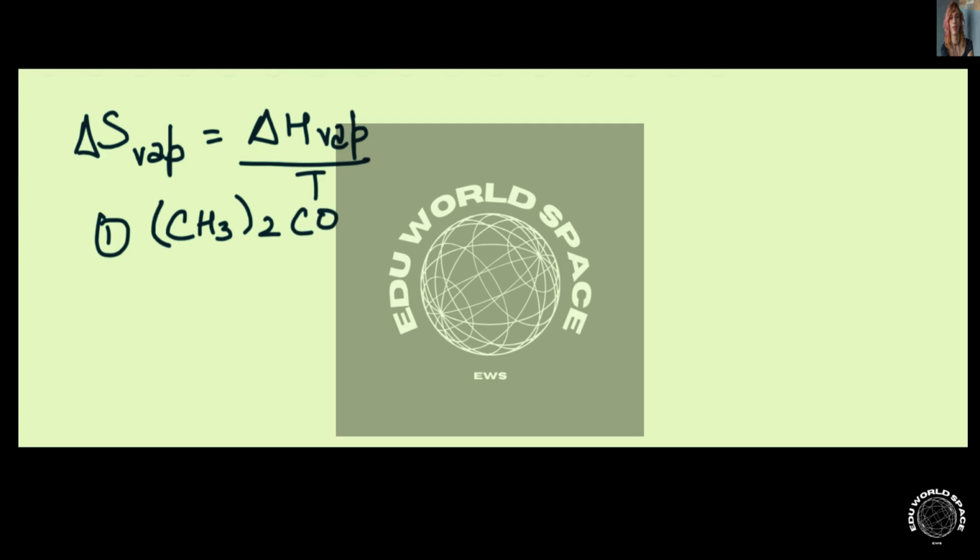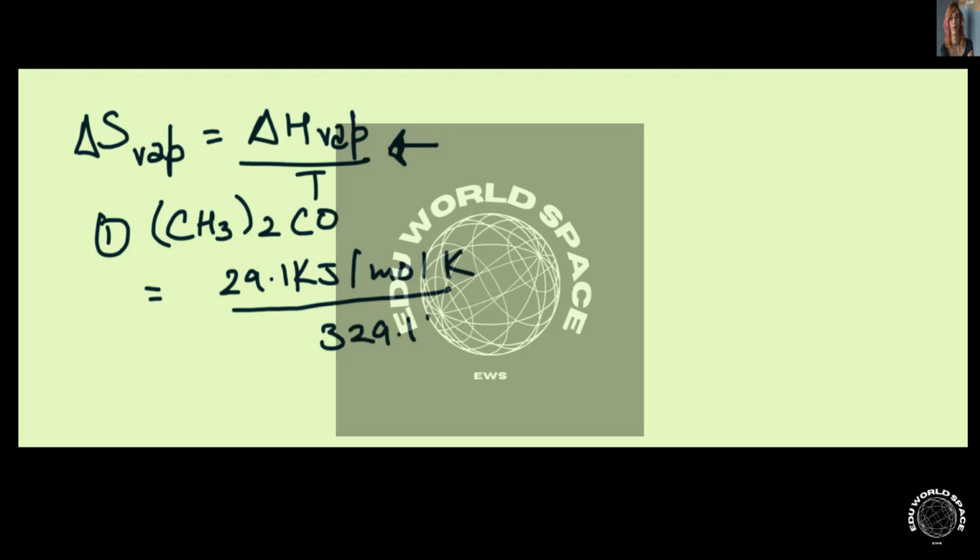Substituting the values into this given formula, we have 29.1 kilojoules per mole divided by 329.1 Kelvin. This gives me entropy of vaporization as 88.4 joules per mole Kelvin.